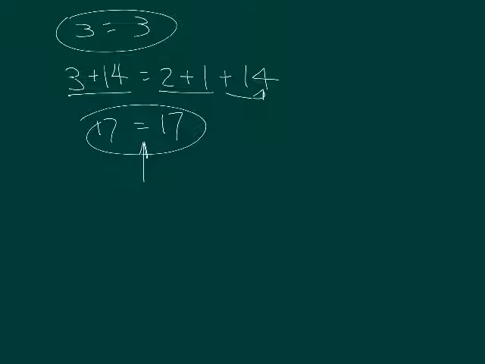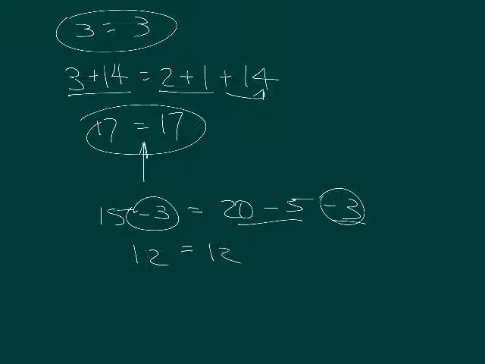The same is true with subtraction. If I have 3 minus 2 here, and I have, well, let's get some bigger numbers here. Let's do 15 equals 20 minus 5. So those two are equal to each other. If I subtract 3 here and subtract 3 here, I get 12 equals 12 minus 5 is 15 minus 3 is 12. So as long as you do the same thing to both sides, you can add anything you want, you can subtract anything you want.